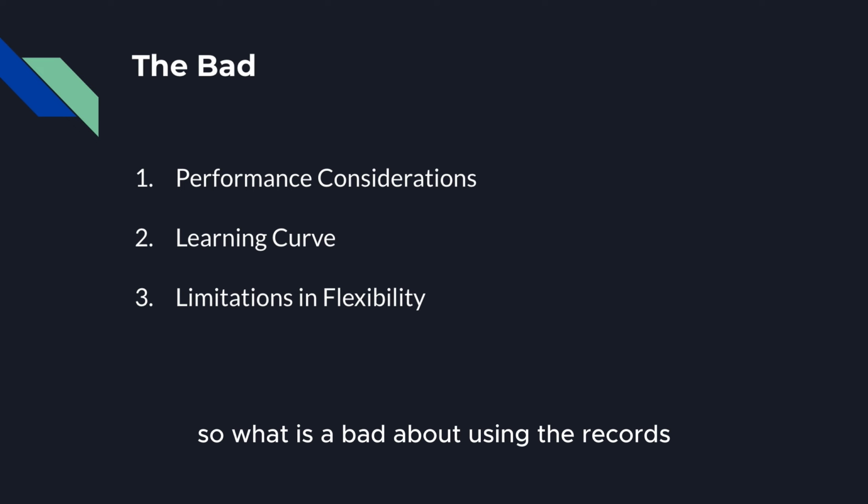So what is bad about using records? The first is performance consideration. Due to their value-based equality and immutability, records might lead to additional memory allocation and performance overhead when frequently modifying or comparing them.